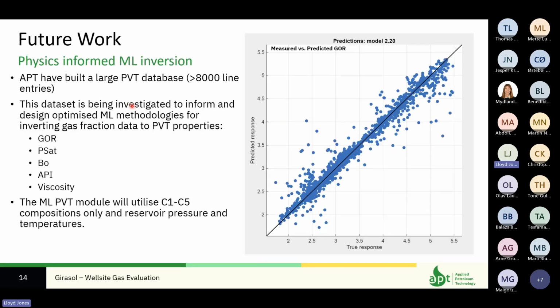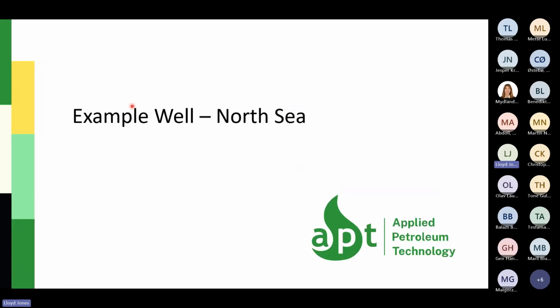So that was everything on the actual workflow of APT's Girasol software. So highlighting the importance of normalizing for different drilling variables, and then the more important factor is understanding your oil-based mud and how you correct for that. So I'm just going to run you through a few different examples from the North Sea.